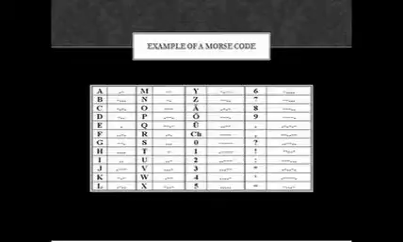This is an example of a Morse code. As you can see, a Morse code consists of series of dots and dashes that represents letters of the alphabet, numbers, and punctuation marks.